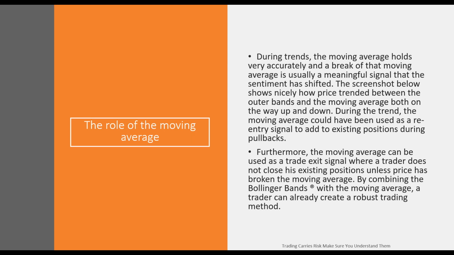Now, moving average can be used as a trade exit signal where a trader does not close the existing position unless price has broken the moving average. So like I showed you, when price gets rejected by the upper or the lower band, it can stay in that direction. The cross of the moving average is telling you that trend has now not necessarily ended, but it's in disaster. And if you're in the market, you'd like to close your position. By combining the Bollinger Band with the moving average, a trader can already create a robust trading method.